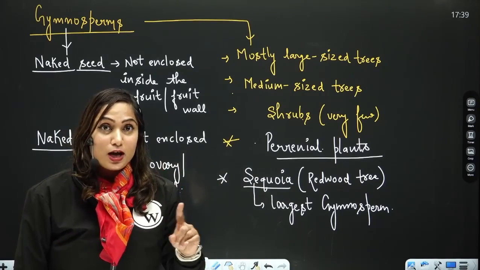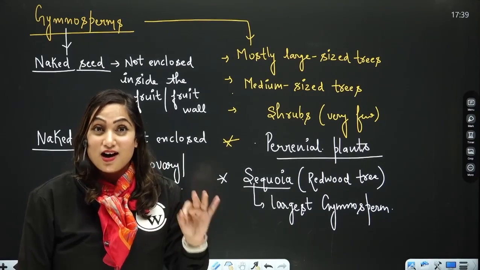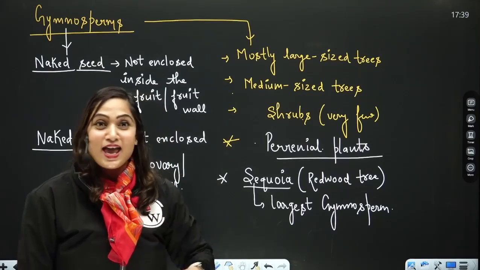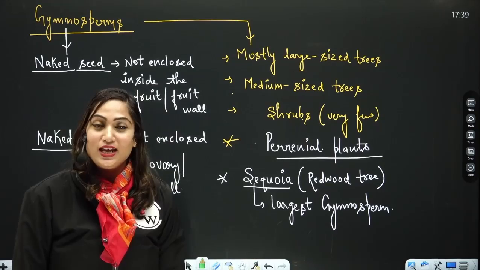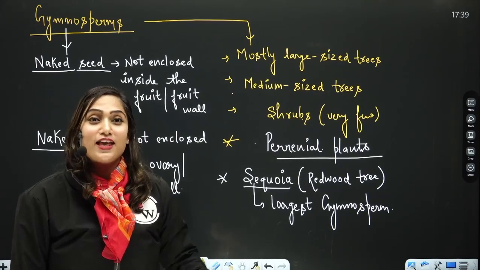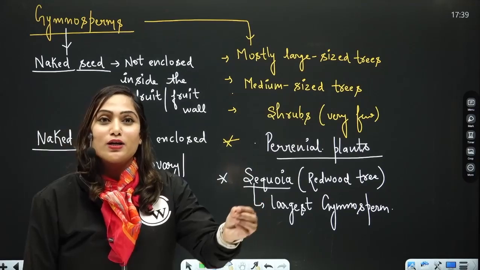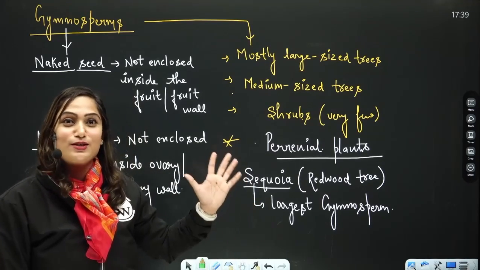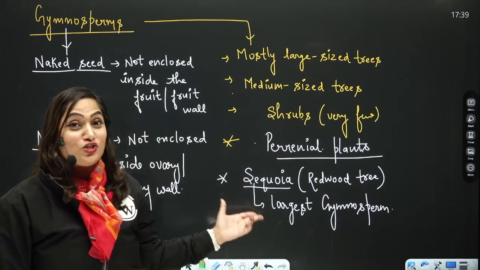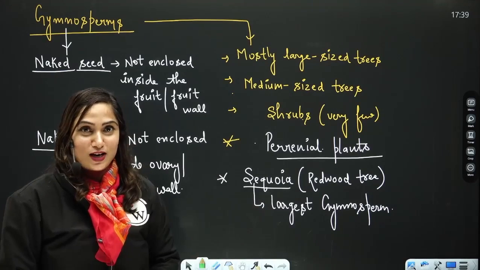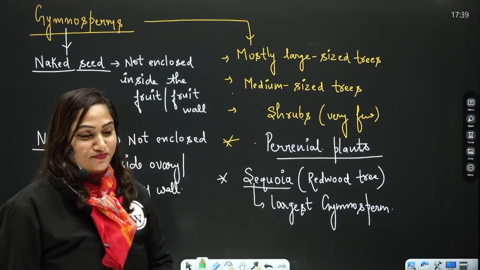But remember, no gymnosperm is a herb. No gymnosperm is a herbaceous plant. Remember this. And all the gymnosperms are perennial plants. That means they live for years. They do not live for a few months or for one growing season only. They live for years. Okay. And the largest gymnosperm known is Sequoia, that is also called the redwood tree.